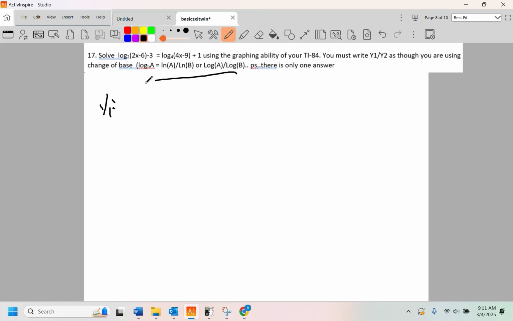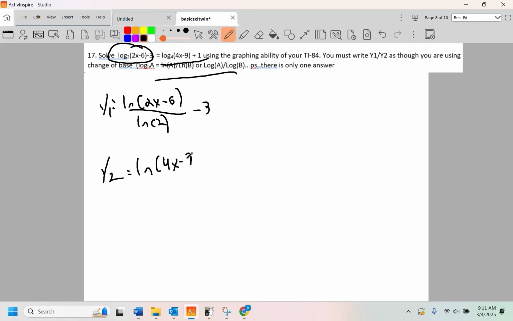I had kids write down the original equations. It literally says if you can read to use change of base. This one would be the natural log of 2x minus 6 over the natural log of 2, and then take away 3. Y2 is going to be this guy, the natural log of 4x minus 9 over the natural log of 4, and then plus 1. And that's how I'm going to push buttons in a calculator.